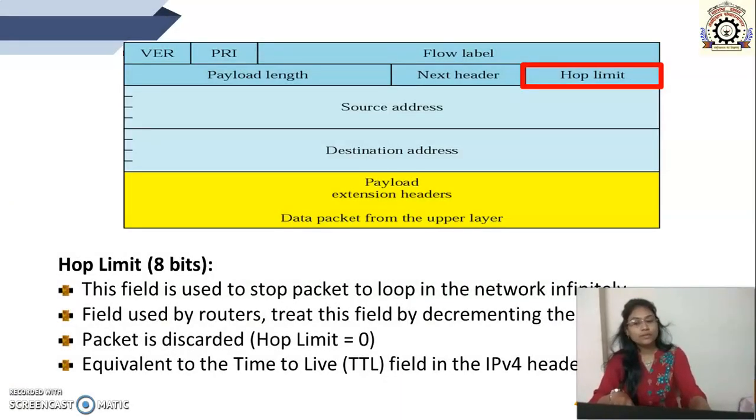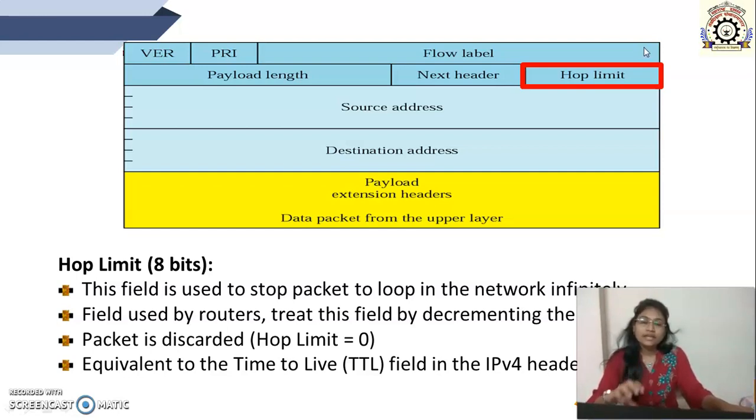Next field is the hop limit. It has the size of 8 bits, and this field is used to stop a packet from looping in a network indefinitely. It means that it is used to define the life of that particular packet. It works exactly like the time to live field of the IPv4 header.